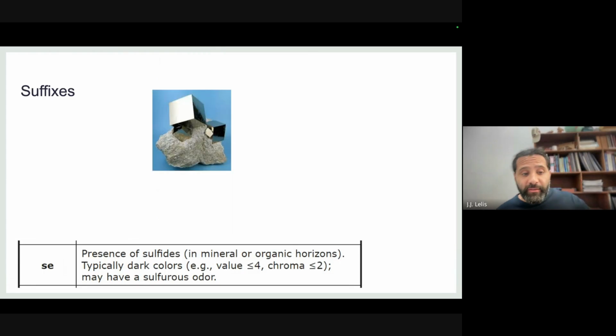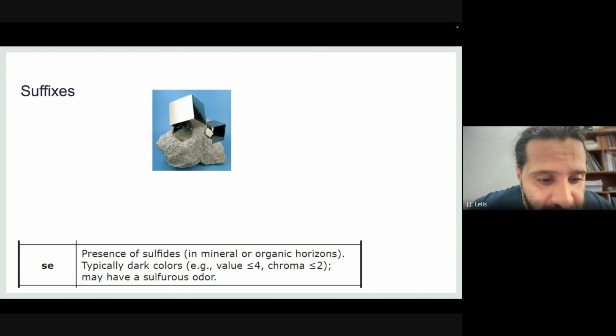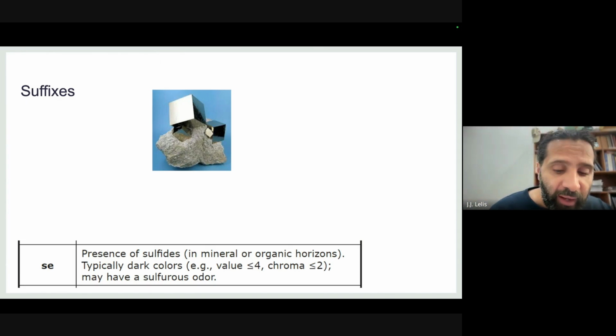In some cases, we also can register the presence of sulfides like pyrite. Pyrite has this cubic, wonderful shape, and this wonderful mineral is composed of iron and sulfur. And because the iron and sulfur in this case are reduced iron and reduced sulfur, they can be easily oxidized, okay?